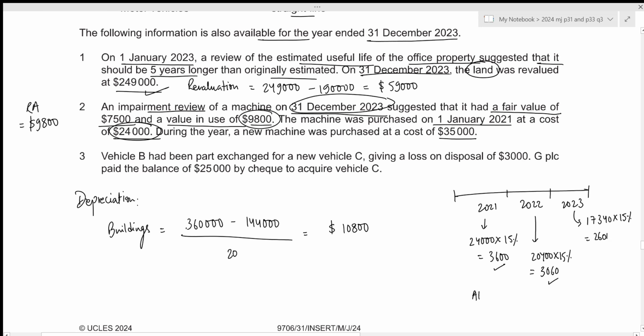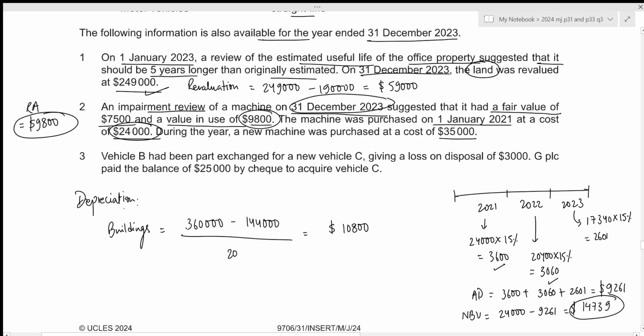Now the accumulated depreciation will be 3,600 plus 3,060 plus 2,601. This results in the value of 9,261. Now the net book value will just be 24,000 minus 9,261, which results in the value of 14,739. Okay. Clearly, we can see that the recoverable amount is lower than the carrying value. It means that there exists an impairment loss.